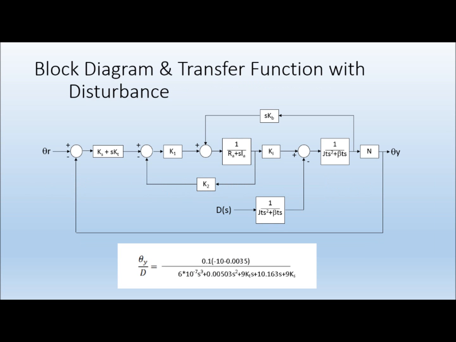On this slide, you can see our new block diagram with the added disturbance after the motor to model the wind resistance that the plane will see. The value for our disturbance is the 1 over Js squared plus beta Ts that you see in the block underneath the motor. Below the block diagram, you see our new transfer function with the output with respect to the disturbance. As you can see in the denominator, we still have the s cubed term, keeping it a third order system.